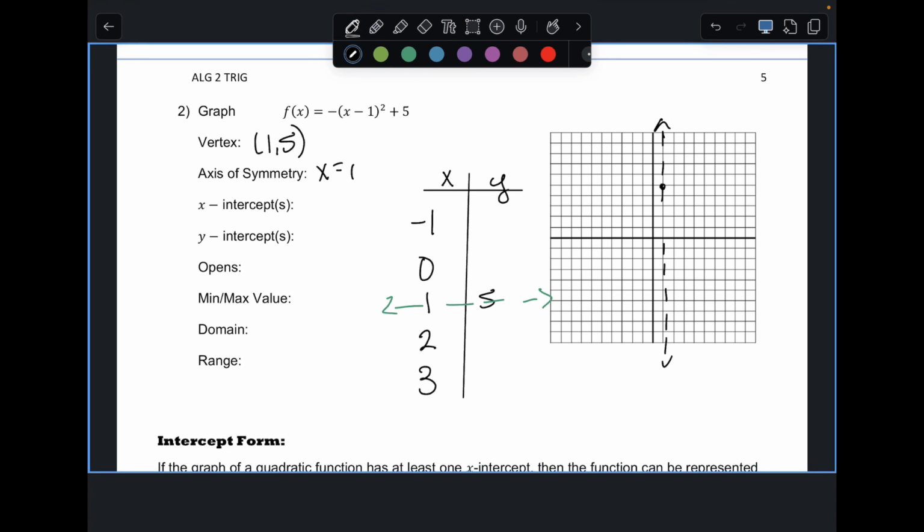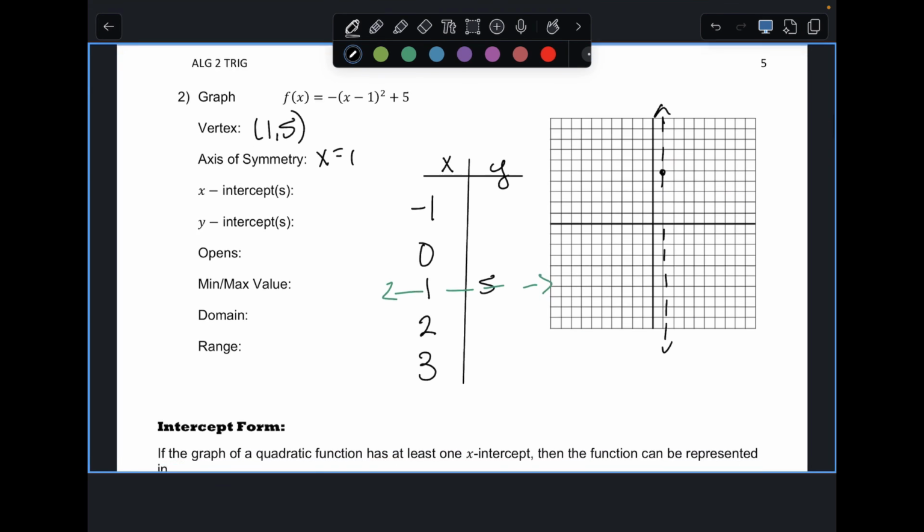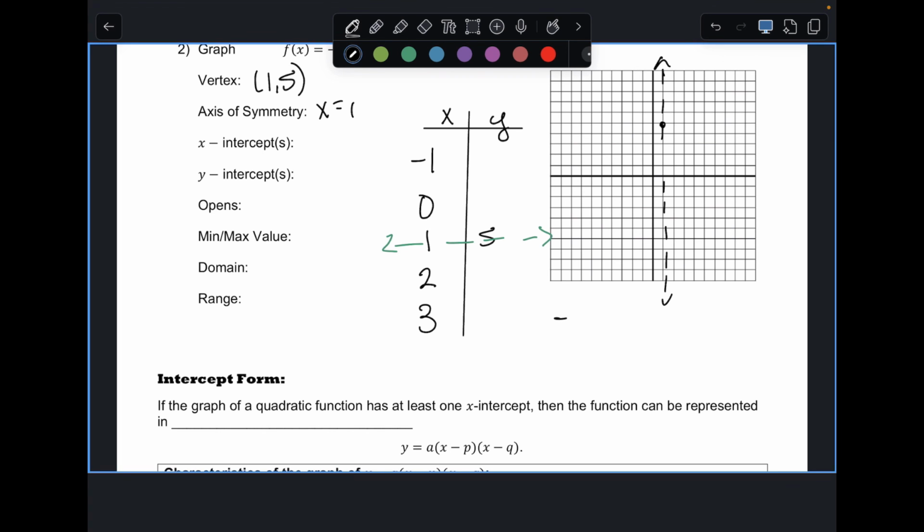And then I plug it in. Which looks easier to plug in, 0 or 2? 0. I agree, 0 is probably easier. So let's plug in 0 for x. I'm just replacing x with 0 and simplifying. 0 minus 1 is -1. -1 squared is 1. Then I have to tack a negative back on, so really -1. Plus 5 gives me 4. So 0, 4 is a point.